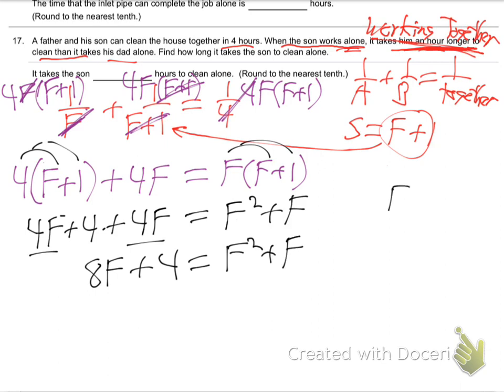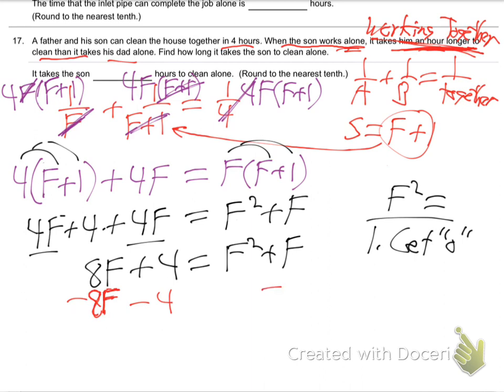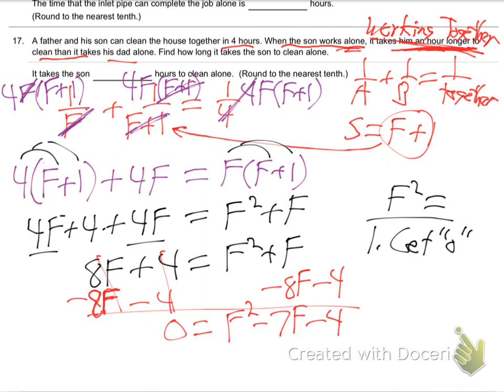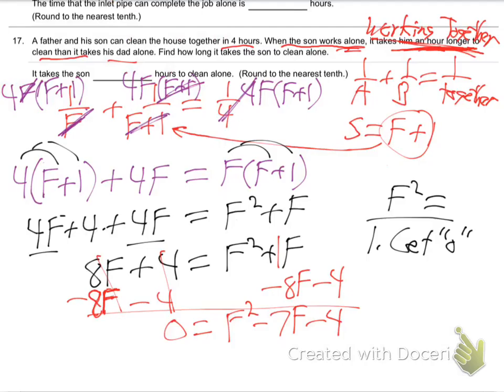Now what are you supposed to do when you've got f squared with an equal sign? Step 1, get a 0. Here we go again. So I'm going to get rid of this stuff. Minus 8f and minus 4 from both sides. Gone, gone. 0 equals f squared minus 7f minus 4, because that's 1f minus 8f. Okay, new screen. 0 is f squared minus 7f minus 4.